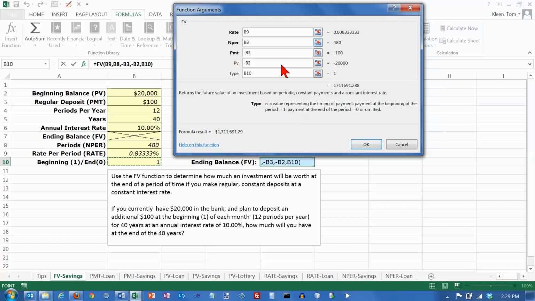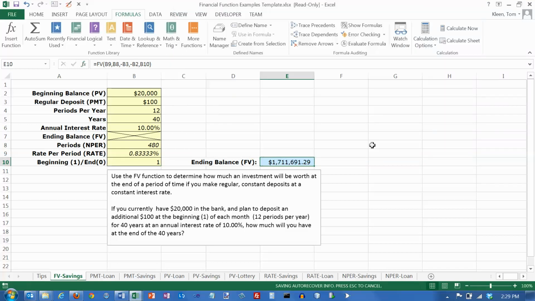And notice as you do this, it will tell you what the result of the formula is down here. And click on OK. And it will tell us that if we start with this, put this much in every month for 40 years, and this is our annual rate, this is how much money we'll have at the end of that period. And the neat thing about setting it up like this is we've just pretty much solved every future value problem that there is.